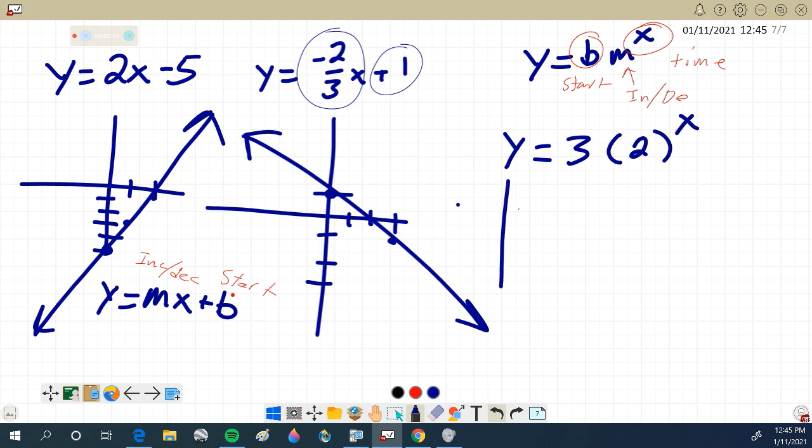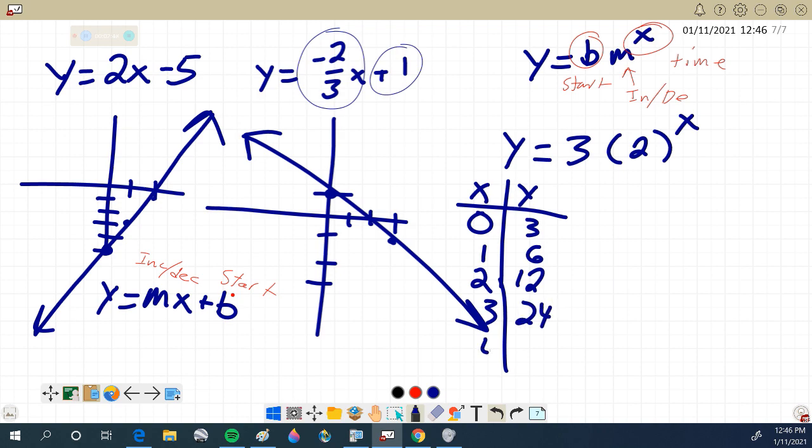And if I were to put that in a table, if x is 0, then 2 to the 0 is 1, and 3 times 1 is 3, so I get 3. If I plug in 1, that gives me 2 times 3, which is 6. If I plug in 2, I get 2 squared times 3, which is 12. And 3 will give me 24, and 4 will give me 48. What is that graph going to look like? Is it going to be a straight line?